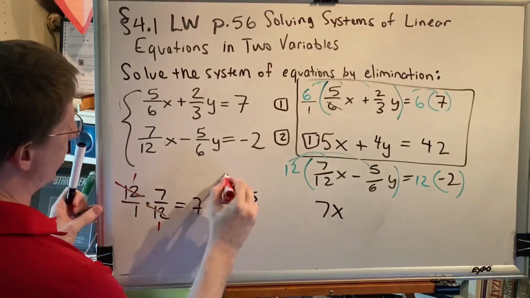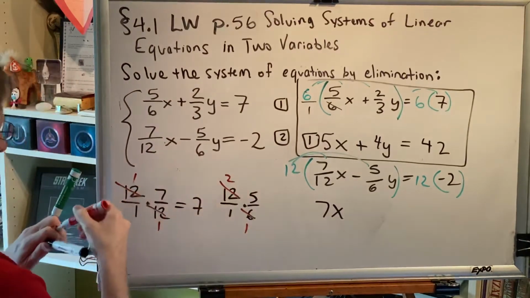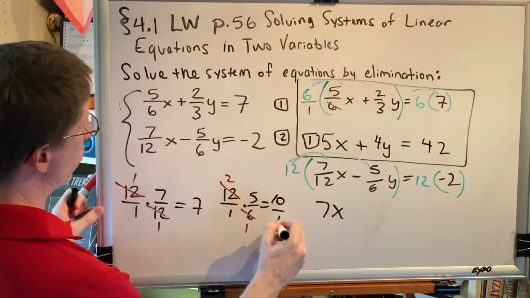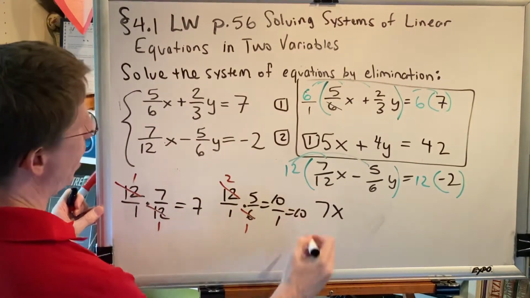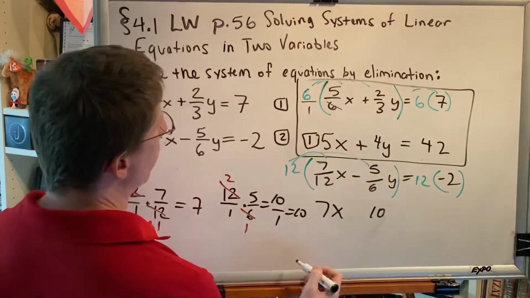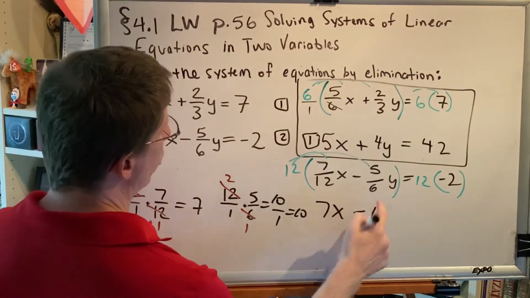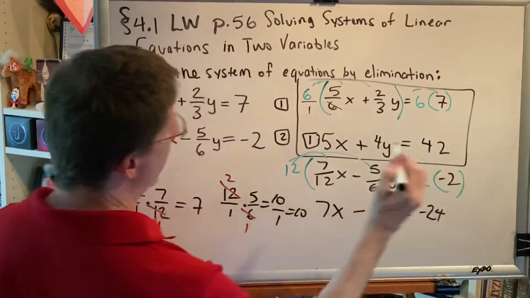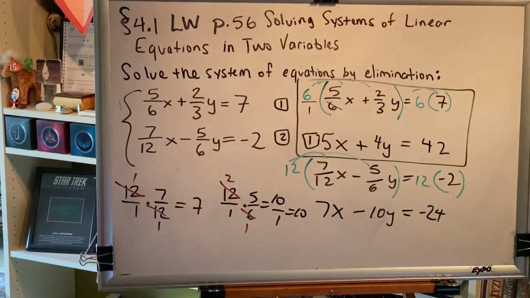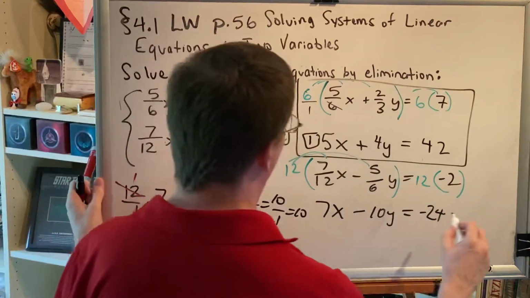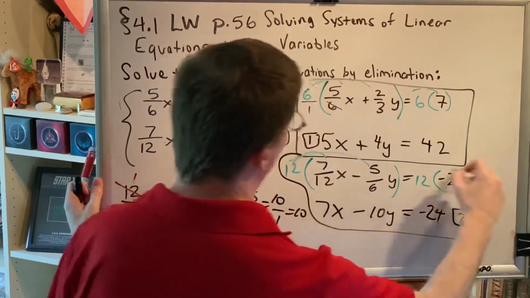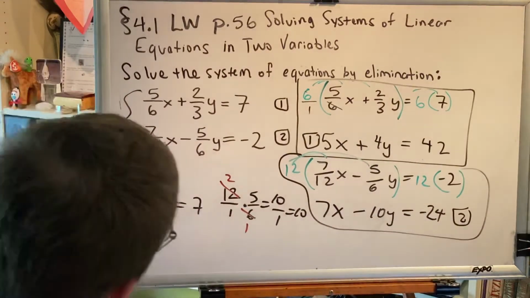12 divided by 6 is 2, which I can write as 2 over 1. 2 times 5 is 10. 1 times 1 is 1. 10 divided by 1 is 10. So I get 10 for the fractions part. It's still subtraction, and it still has a y. Multiplying at the end, we get the result 7x minus 10y equals negative 24. And this is a fractions cleared version of equation 2.